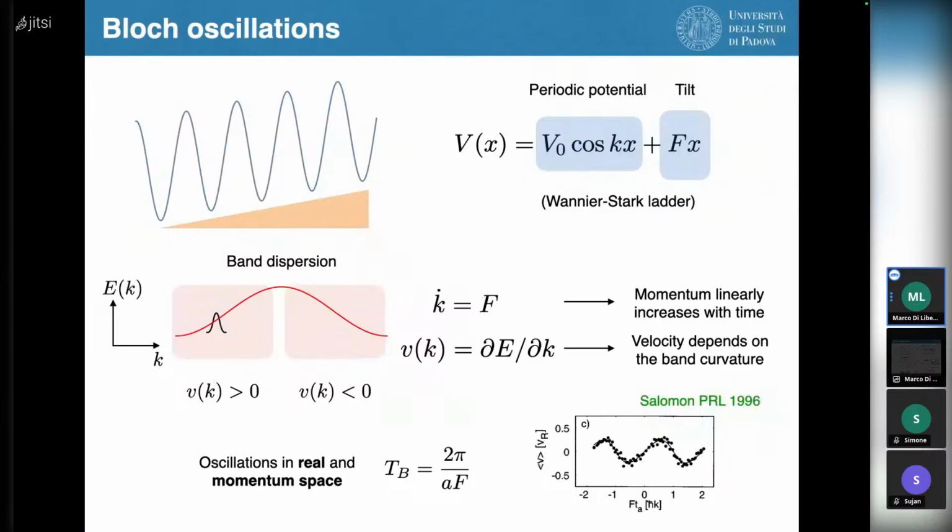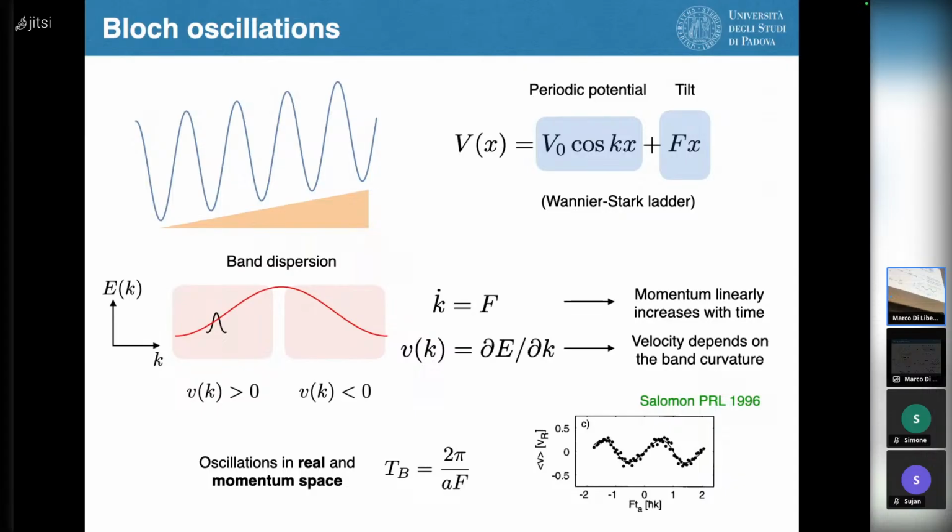The simplest effect you can look for is the Bloch oscillation case. If you have a lattice, and you add an external tilt or electric field, then you have this tilting of the potential. And I can prepare, let's say, a wave packet in this lattice under the effect of this force. You know from the equations of motion that momentum will increase due to the force.